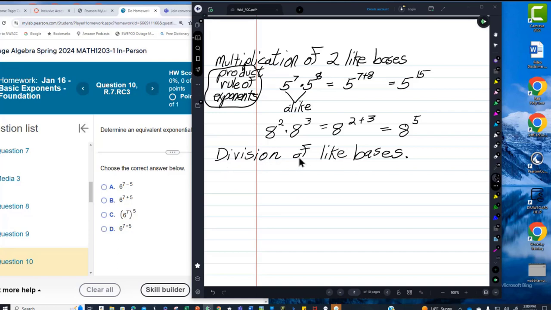Okay, anyway, you have the division of like bases here. And it's going to be 6 to the 7th power divided by 6 to the 5th power. We want the quotient rule, because when you divide, you get a quotient. Quotient rule of exponents.